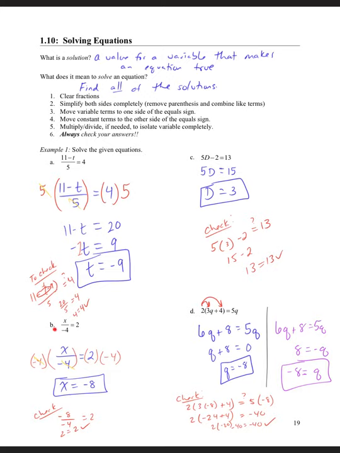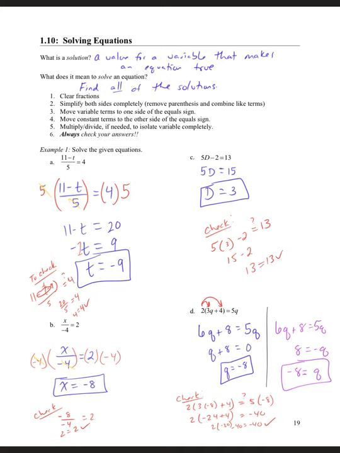Okay, looking at letter B first. First thing I did is rewrote the problem. X over negative 4 equals 2. Since we need to clear the fraction here, we need to multiply both sides by our denominator, which is negative 4. On the left, the negative 4's cancel. You're left with x equals negative 8. And here I substituted negative 8 back in to check my answer.